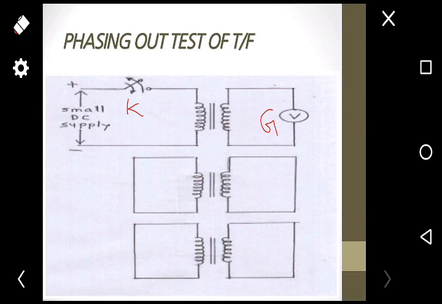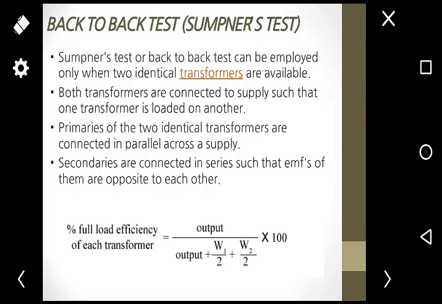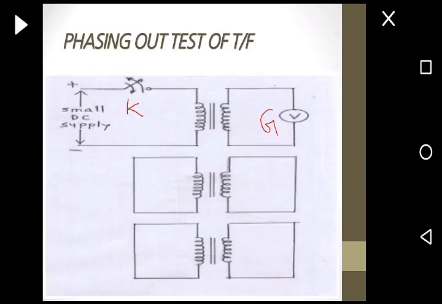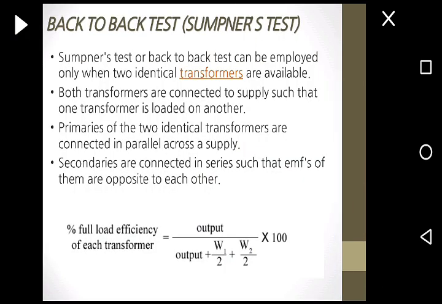Next test seen in the transformer is the back-to-back test, also called the Sumpner test. The Sumpner test or back-to-back test can be employed only when two identical transformers are available. Both transformers are connected to the supply such that one transformer is loaded on the other.